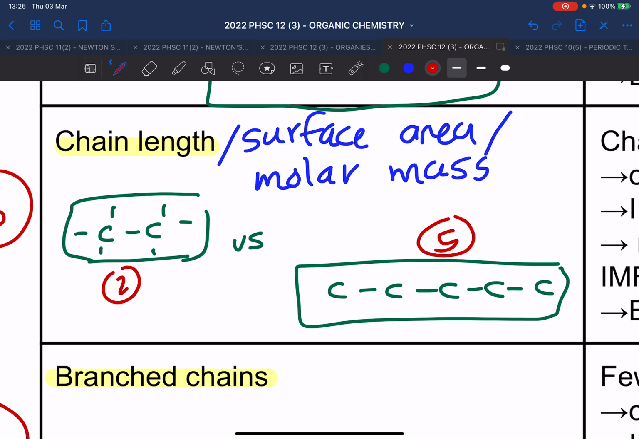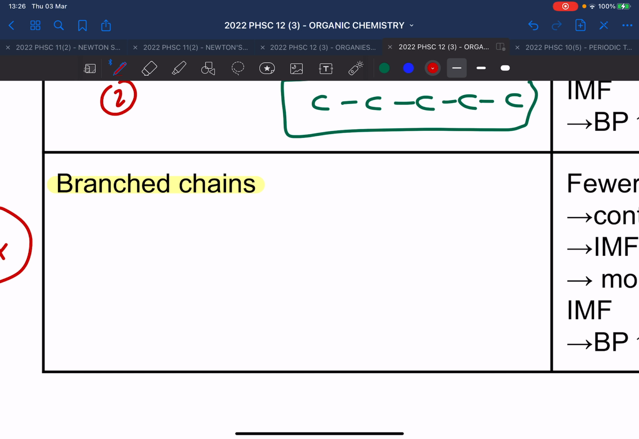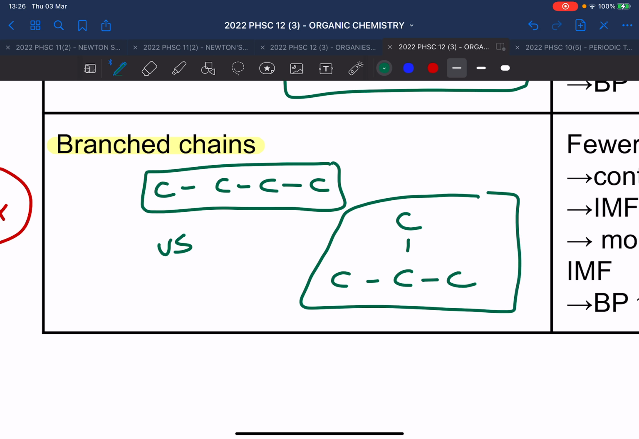Next, sharp. What did I keep constant here? The type of intermolecular forces. London and London. Alkane and alkane. I didn't compare a carboxylic acid with an alkane. Okay. Sharp. And then the last one there is the branched chains. So if you compare butane versus 2-methylpropane.